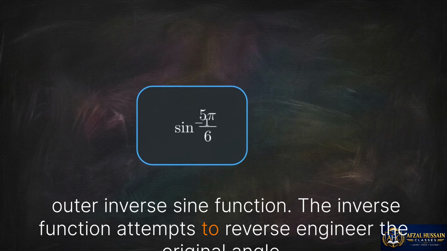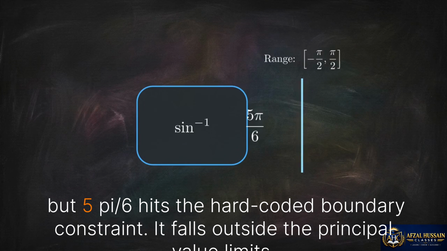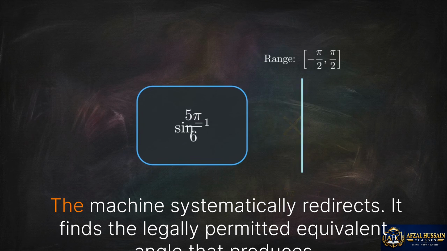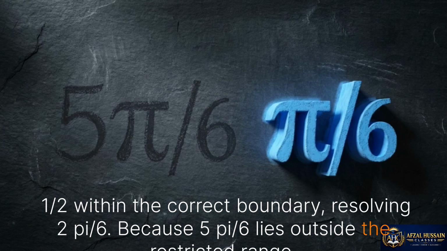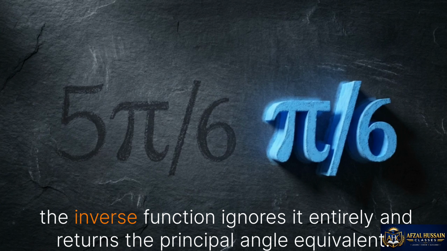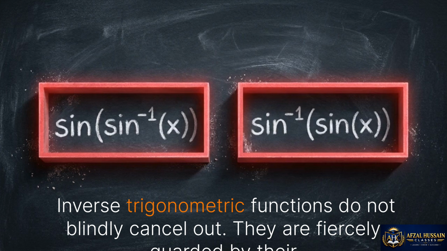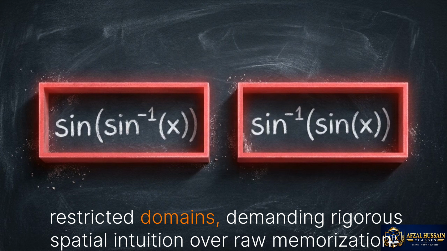The inverse function attempts to reverse engineer the original angle, but 5 pi over 6 hits the hard-coded boundary constraint. It falls outside the principal value limits. The machine systematically redirects. It finds the legally permitted equivalent angle that produces 1/2 within the correct boundary, resolving to pi over 6. Because 5 pi over 6 lies outside the restricted range, the inverse function ignores it entirely and returns the principal angle equivalent. Inverse trigonometric functions do not blindly cancel out. They are fiercely guarded by their restricted domains, demanding rigorous spatial intuition over raw memorization.